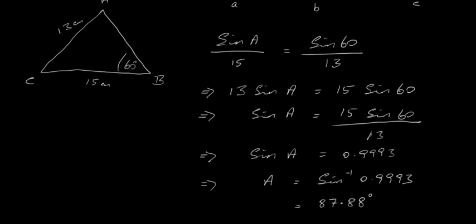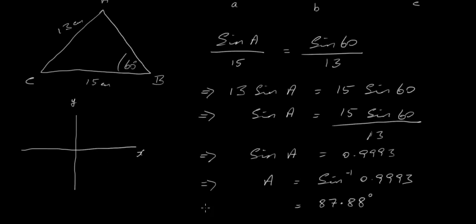Now, this is only one angle that can be a possibility for A, simply because sine is positive in the second quadrant. So there is a second angle that will have a sine of plus 0.9993. So what angle is that? Well, if I draw my x and y axis again here, so this is x, this is y, we've already worked out that the angle can be 87.88 degrees. That's going to be around here somewhere. So it can be an acute angle.